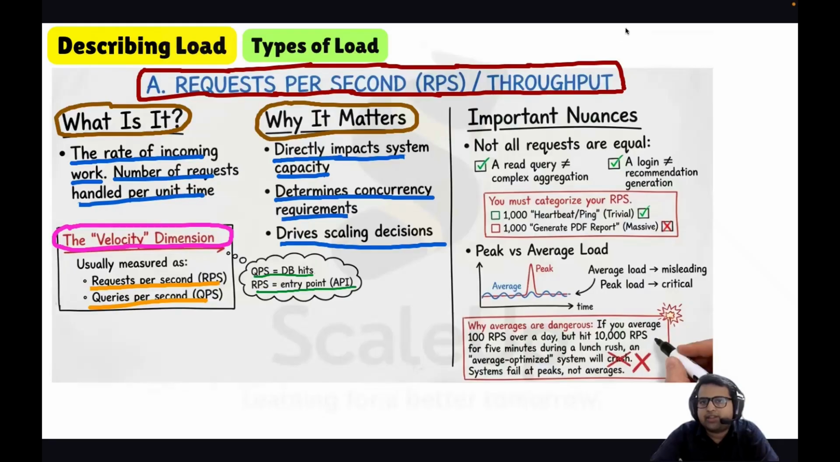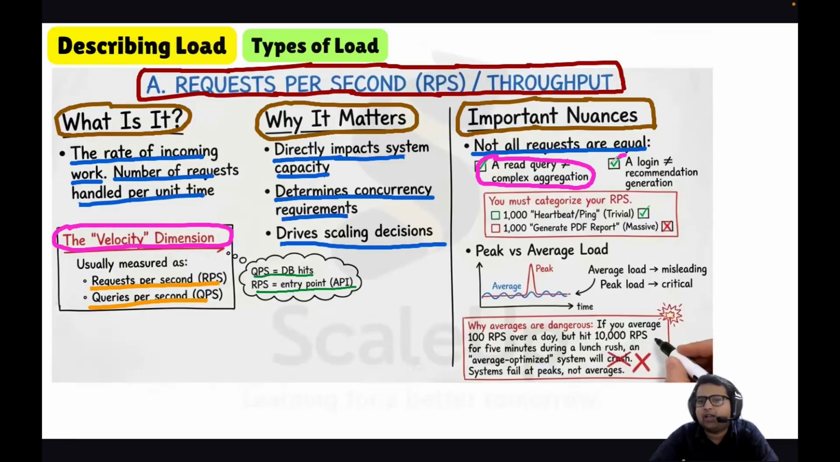Now let us look at some important nuances with regards to requests per second, or the throughput. This is a very important discussion. Not all requests are equal. Some requests might be very compute intensive. For example, a read query is not equal to a complex aggregation. A complex aggregation is compute intensive as compared to a read query.